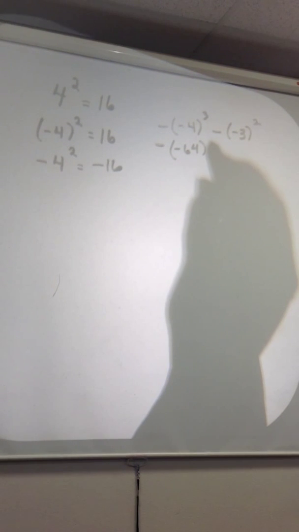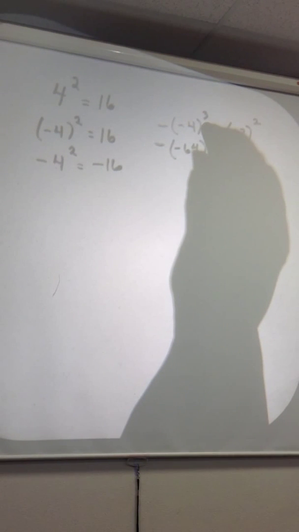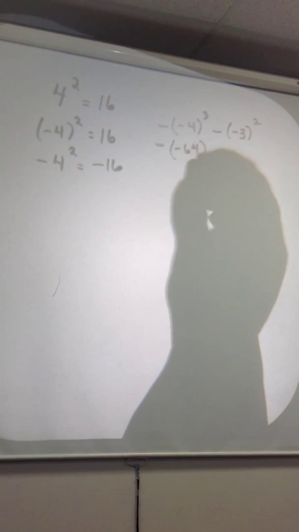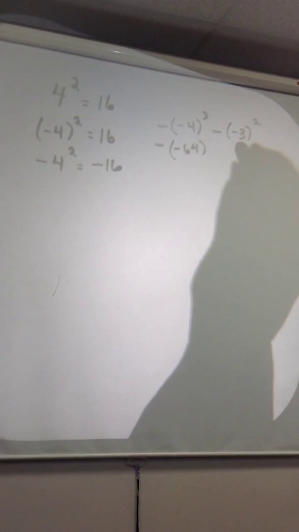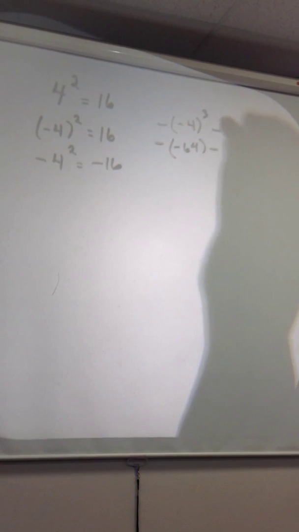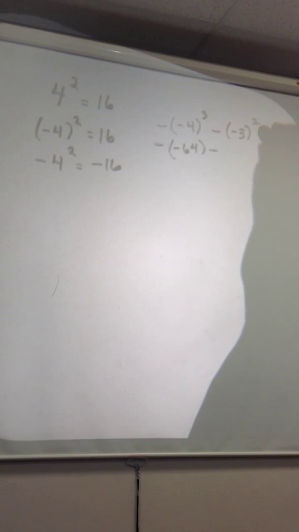Wouldn't it just be 64? It's going to be just 64. But this is cubed. Yeah. And that means you're going to multiply a negative times a negative times a negative. So this part is going to be negative 64. Minus. Okay, now over here we have negative 3 squared.